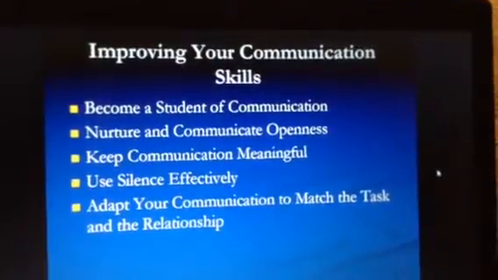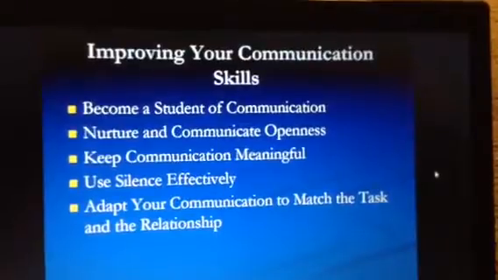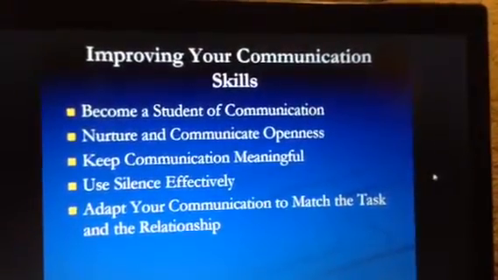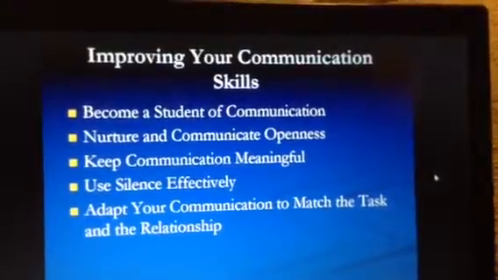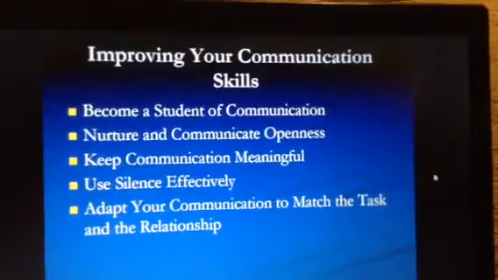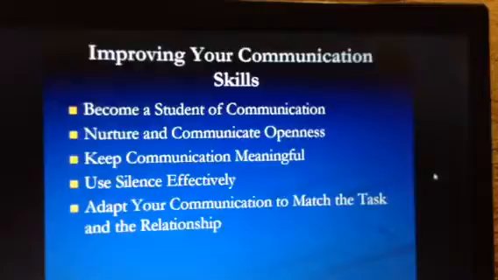You must improve your communication skills. The first thing you need to do is become a student of communication. Nurture and communicate openness. Keep communication meaningful. Use silence effectively. And adapt your communication to match the task and the relationship.